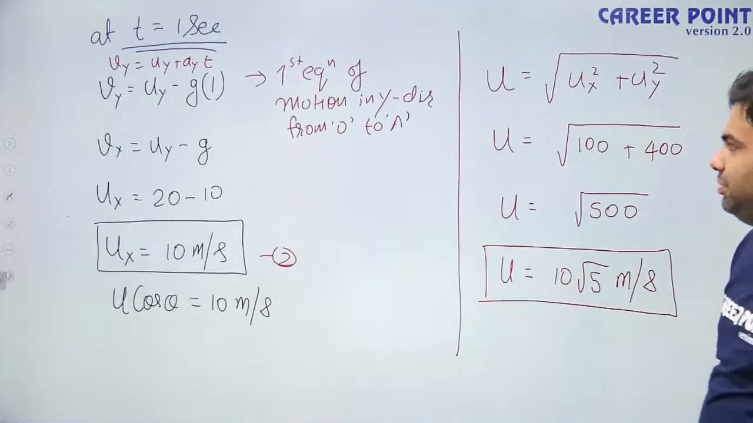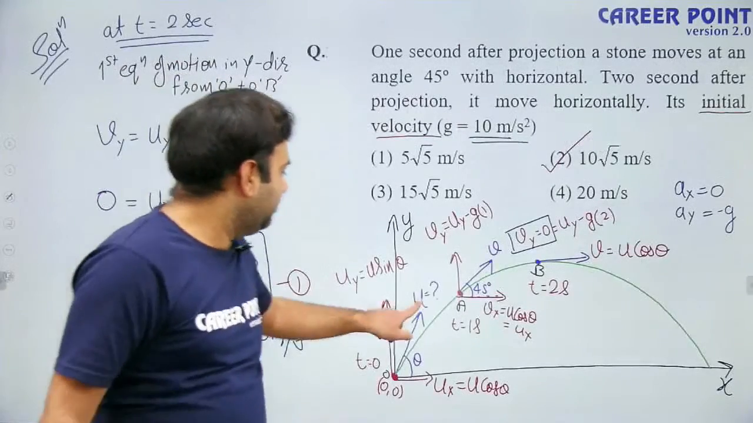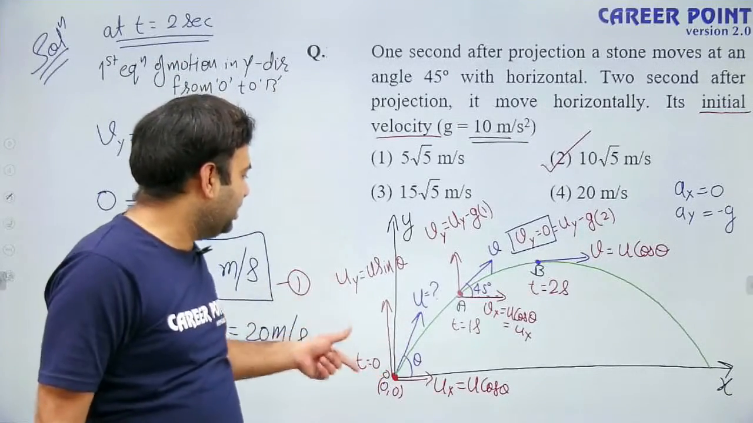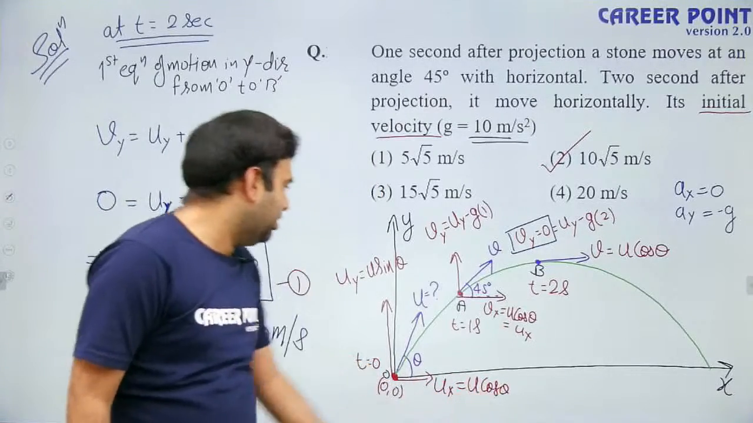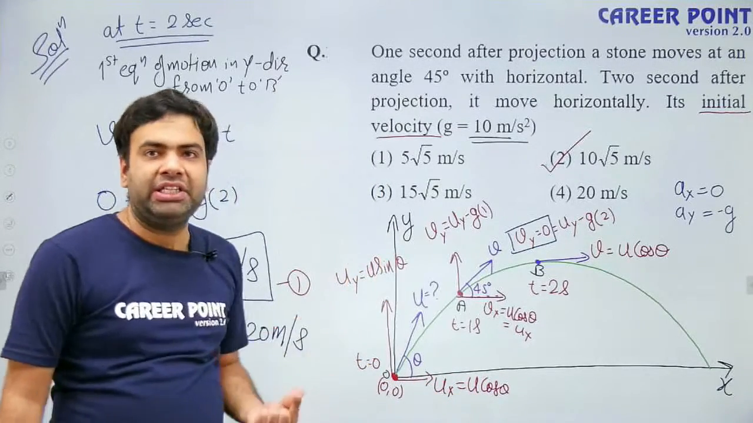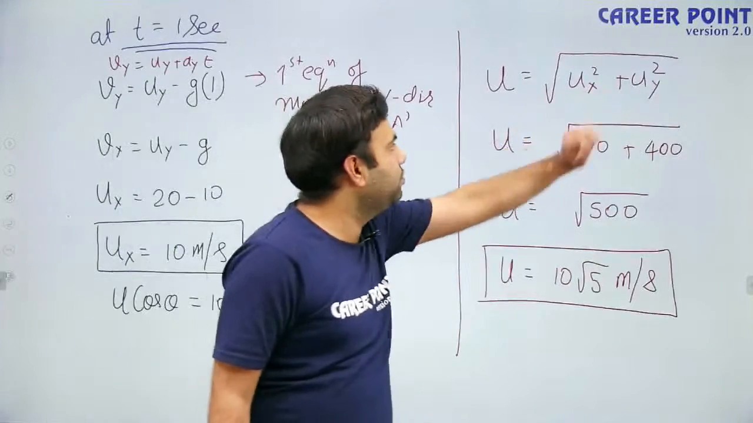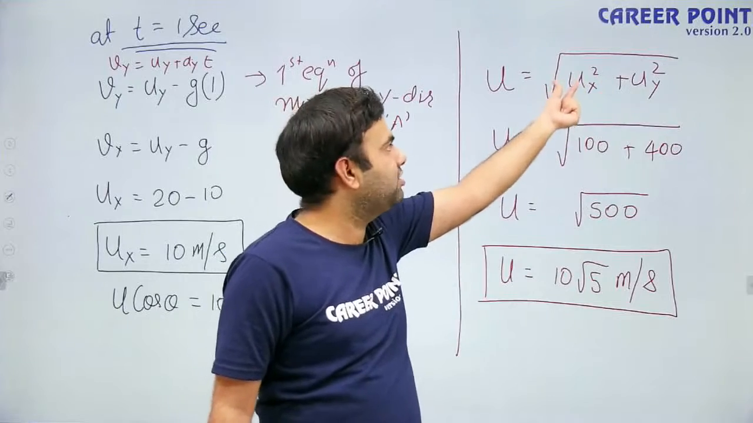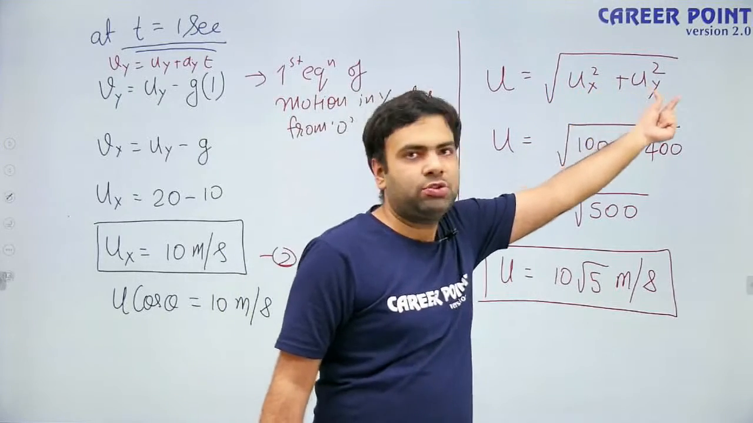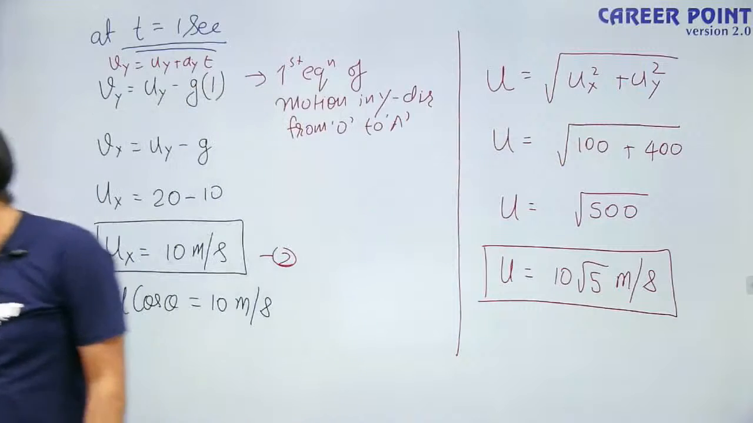What is the last step? See, what is initial velocity? Initial velocity is the vector sum of these two components. u square cos square theta plus u square sin square theta is equal to u square. This I have used. ux is equal to u cos theta, so u square cos square theta plus u square sin square theta is equal to u square, and the square root of this is equal to u.